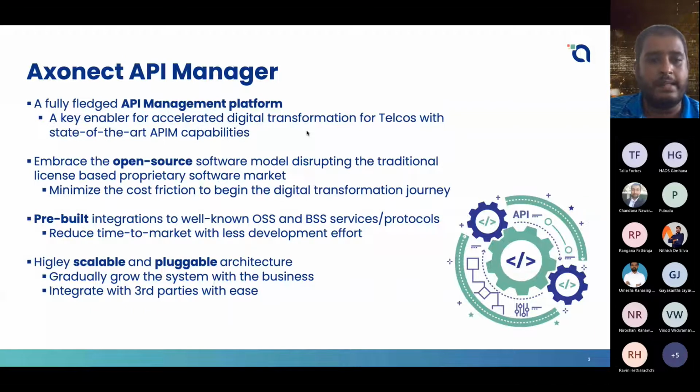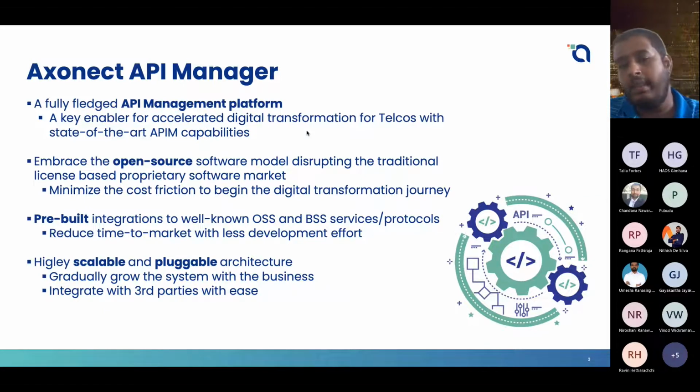It's a fully fledged API management platform. When I say fully fledged, it doesn't just cover the core basic API management capabilities. It covers other aspects such as identity and access management, traffic management, and observability, which is what we are going to discuss today. It is a comprehensive package which contains all the aspects of API management. And we also embrace open source software. All the external software that we have used to build our system is open source software.